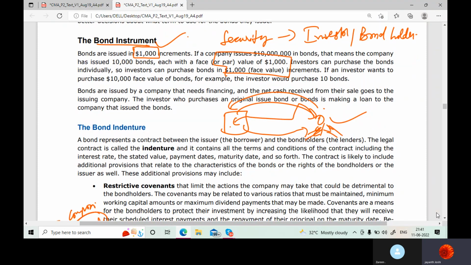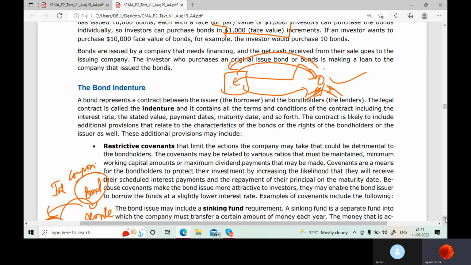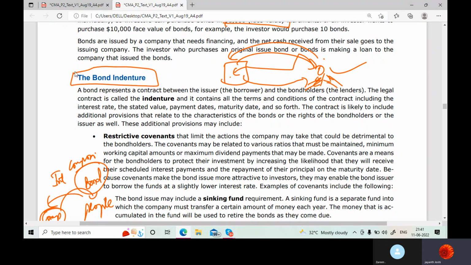Next one, the bond indenture. A bond indenture is a document which contains all the details of a bond, like who is the borrower, the company, and who is the lender, the people. It shows the terms and conditions of the contract between the company, the borrower, and the investor. It shows how much coupon the company has agreed to pay, what the maturity date is, and everything. All the details of the contract between the investor, lender, and borrower are there in the bond indenture.